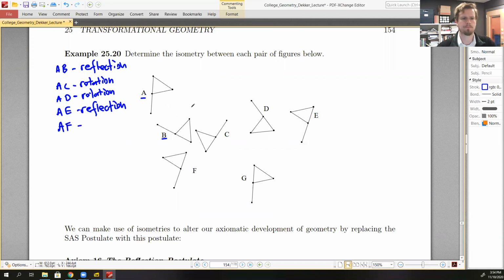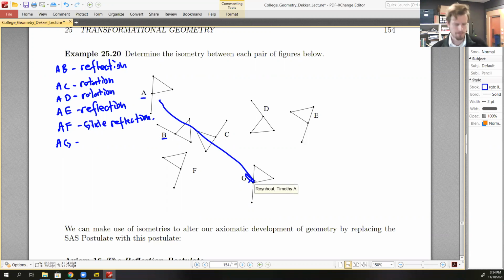Next would be F. So comparing A to F, we have a flag pointed to the right and a flag pointed to the left. So the orientation is not preserved. So it must be a reflection or a glide reflection. And since there's no obvious line of reflection in this case, we would say that it must be a glide reflection. All right, and then finally AG, flag pointed to the right, flag pointed to the right, preserves orientation, and it looks like it could just be, bam, we slid it down. So it appears to be a translation.